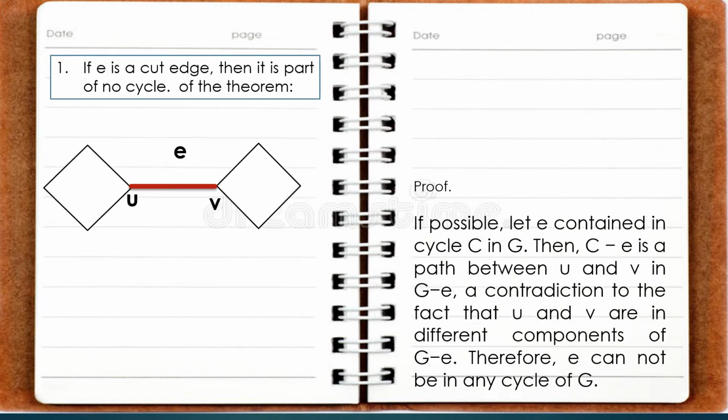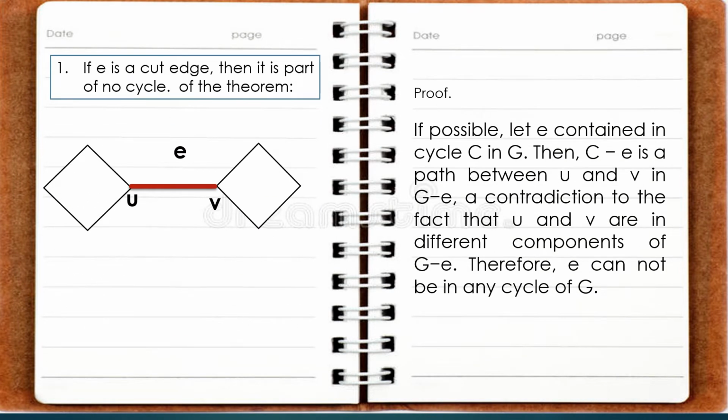Okay, so this is the continuation of the proof. The first part of the proof showed what will happen if E is a cut edge. In this particular graph, if E is a cut edge, then U and V belong to two different components of the graph. So that was the first part of the proof.